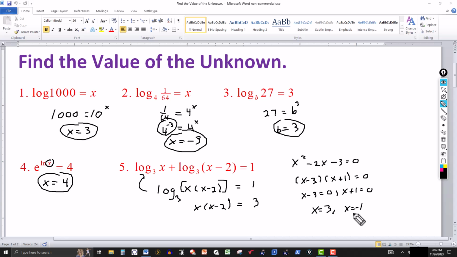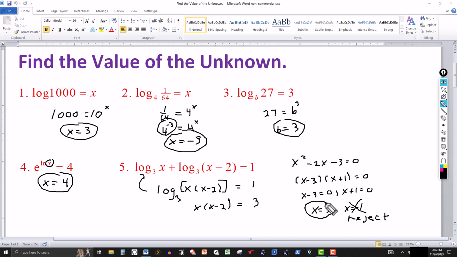X cannot be negative 1 though, because if you try to check this, you put negative 1 in the first expression, the first log, it gives me the log of a negative. The log of a negative is not defined. It doesn't matter what the base is, you cannot take the log of a negative number. So this one, we reject. This one should work. It's positive 3.